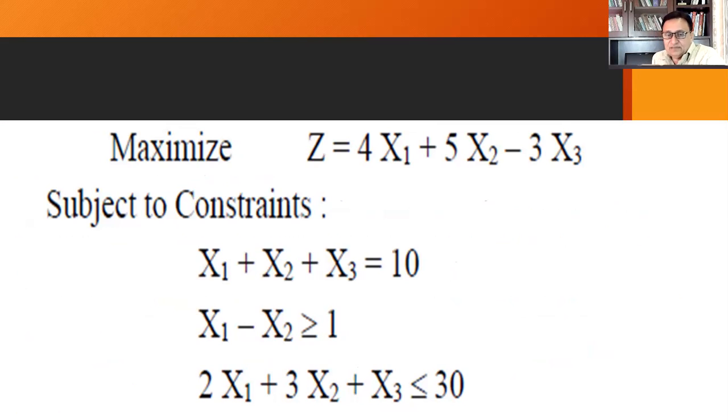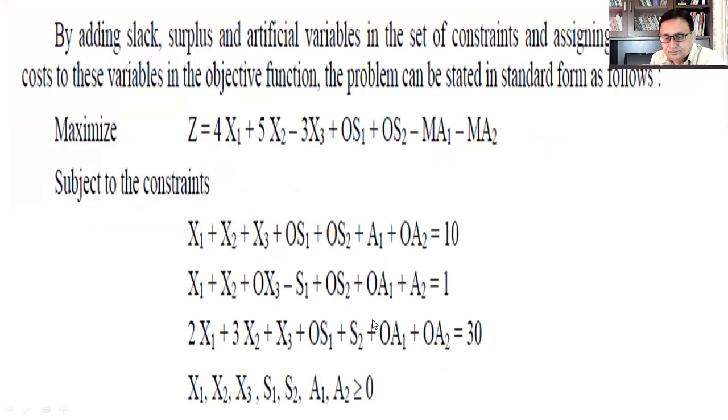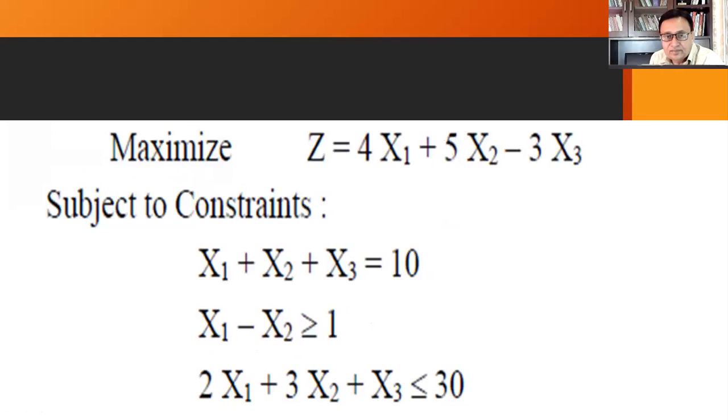Second is x1 minus x2 greater than or equal to 1. And the third constraint is 2x1 plus 3x2 plus x3 less than or equal to 30. So one constraint is of equal to type, the second constraint is of greater than or equal to type, and the third constraint is of less than or equal to type. So three constraints are there.